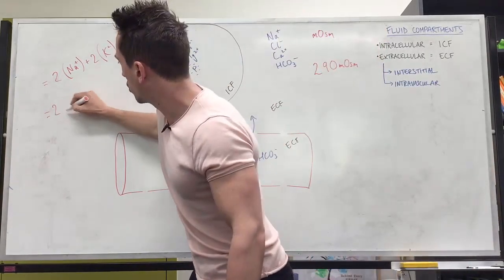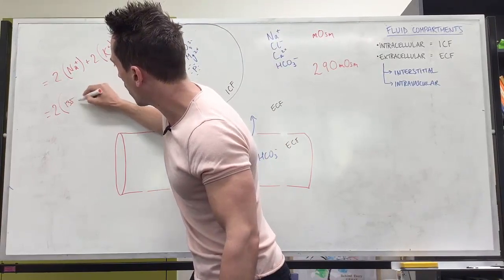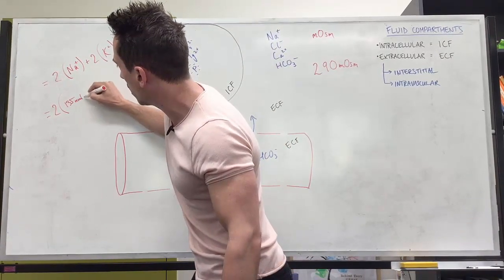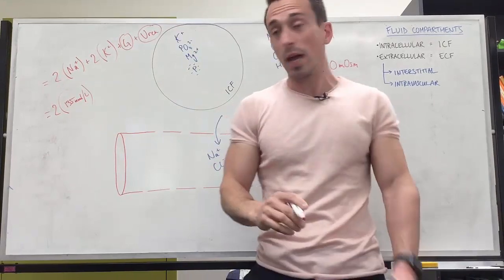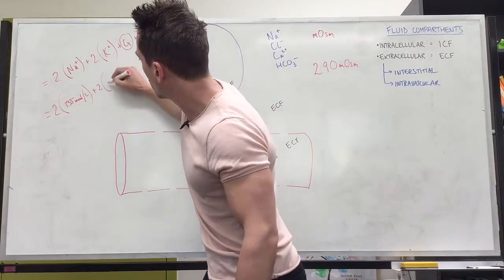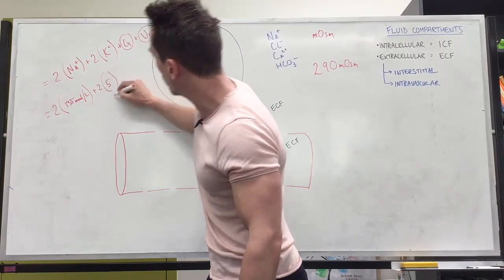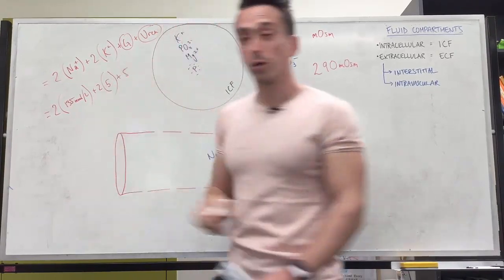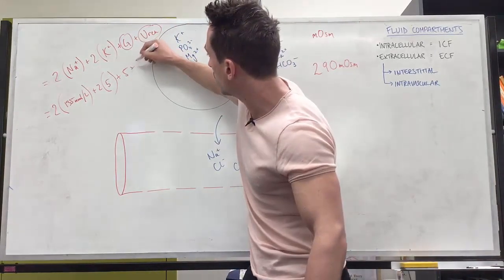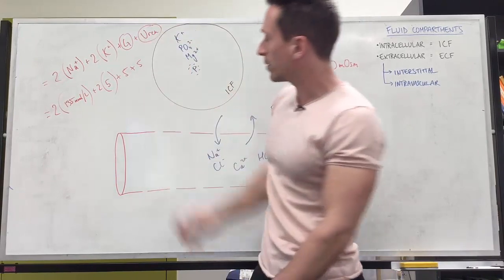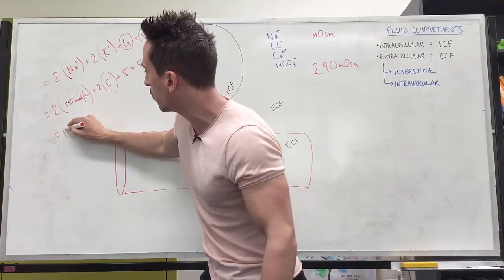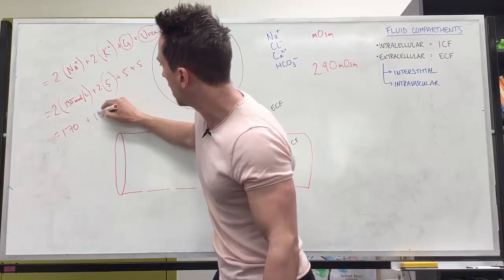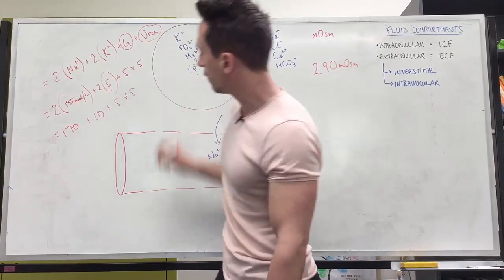Well, 2 times 135 millimoles per litre, which is around about the amount of sodium we have, plus 2 times potassium, which is around about 5 millimoles per litre, plus 5 millimoles per litre of glucose, plus 5 millimoles per litre of urea. What's that going to give us? 2 times 135 is 170, plus 10, plus 5, plus 5. What's that?